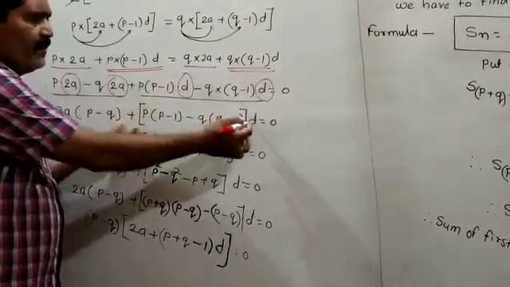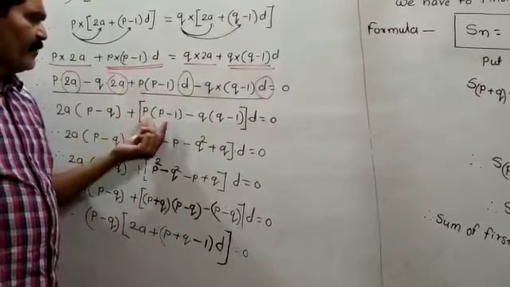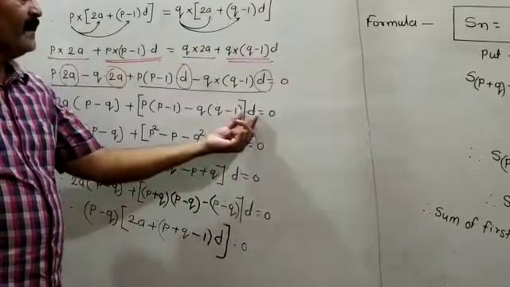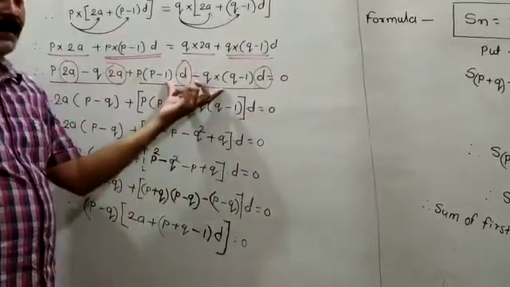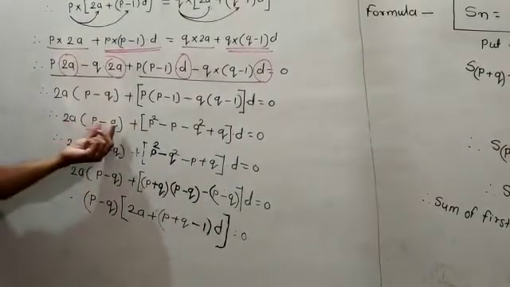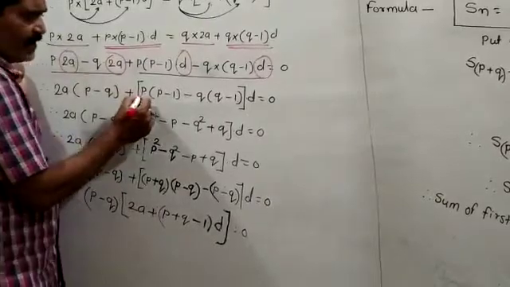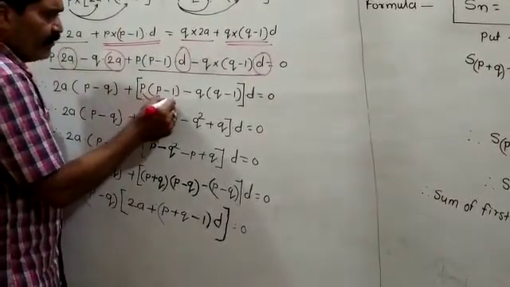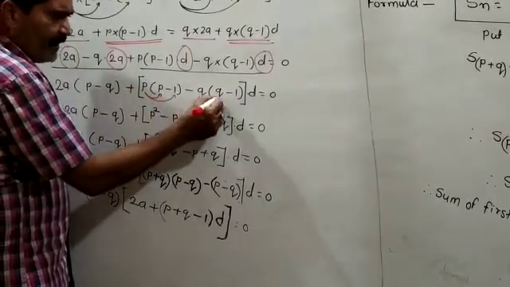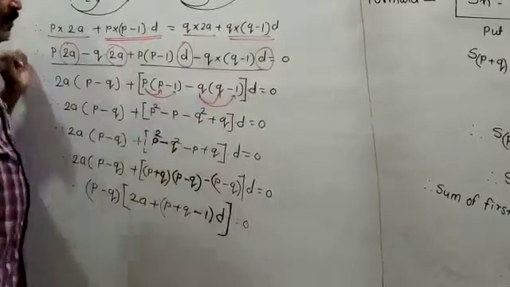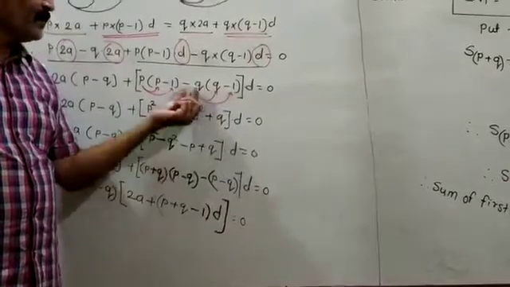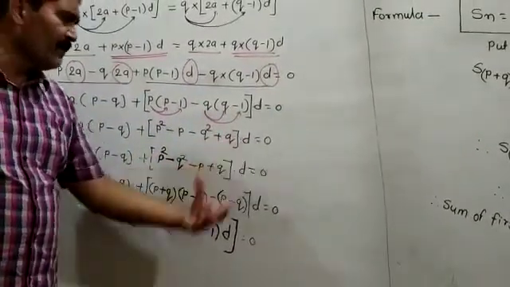in this, if you take d common, what remains is p into p minus 1 minus q into q minus 1, multiplied by d. D is common between both of the last two terms. Then 2a into bracket p minus q plus, here you have to utilize the distributive law. P multiplied by p is equal to p square. P multiplied by 1 is equal to p. In the same manner, q into q is equal to q square. Minus multiplied by minus is equal to plus. Q into 1 is equal to q, into d is equal to 0.